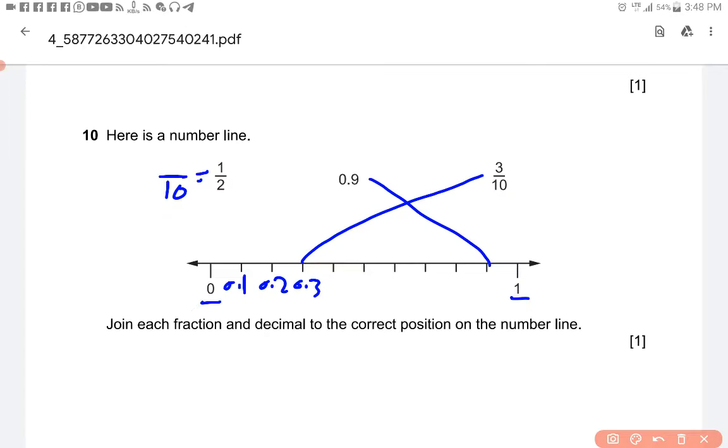And half, change it into a fraction with denominator 10. 2 times what equals 10? 2 times 5. So 1 times 5 equals 5. So it will be here, 5/10.